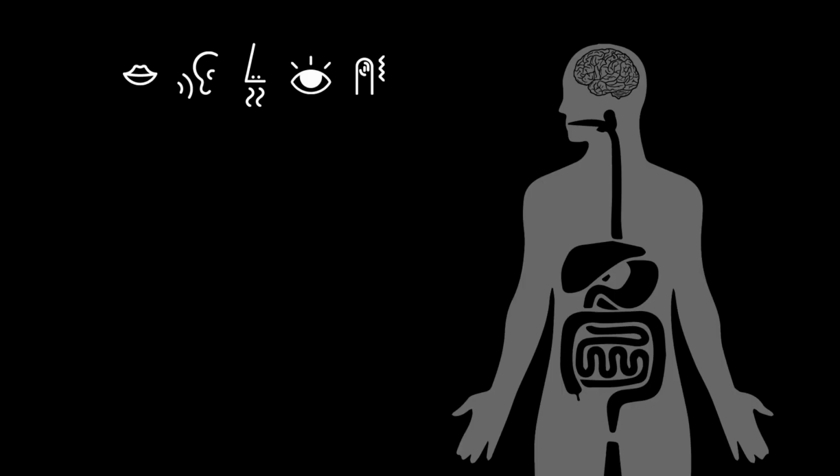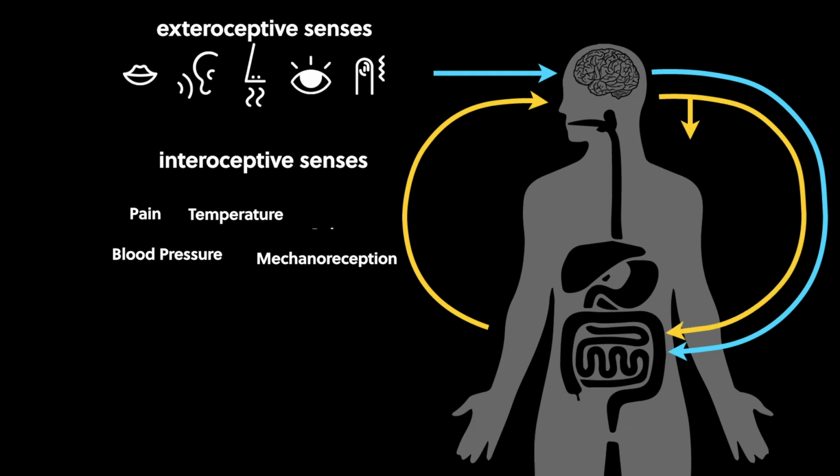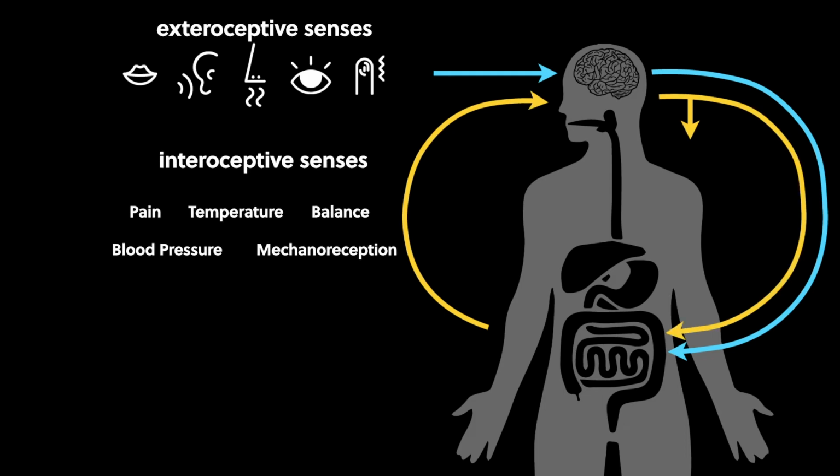Those five senses that you learned as a child are actually exteroceptive senses, how we perceive the world outside our full body. We also have interoceptive senses, how we perceive our internal states, and this includes pain or hunger or thirst. We often don't even notice these interoceptive senses until they're out of balance.